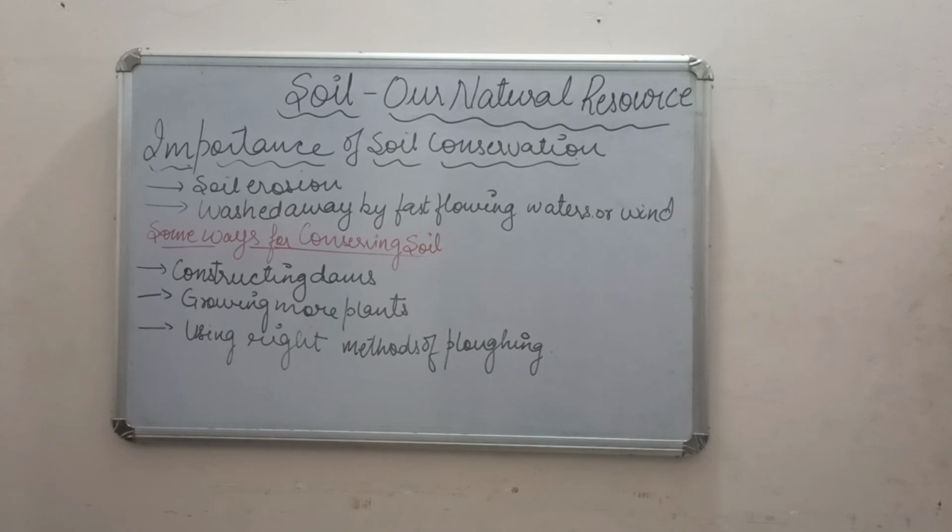Number 2, growing more plants and trees and protecting forest areas, especially, children, on hill slopes, because on the hill slopes the water or the floods take place. As you know, the water has higher pressure from the higher to the lower level. So that is the reason why all the soil is washed away.